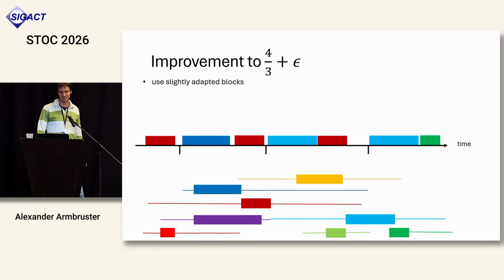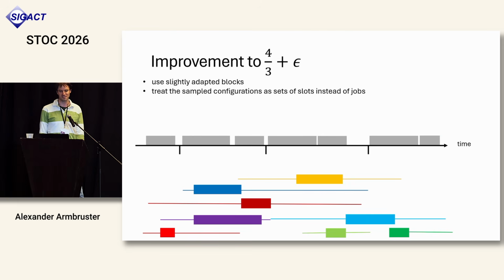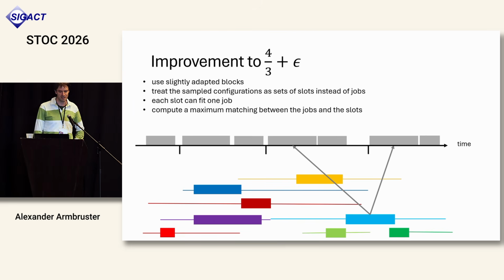So the idea is that instead of thinking about the sampled things as jobs, we think of them as just slots. We have 7 slots, and each slot can fit one job. Now the question is just which job do you put in which slot? And for that, you can compute a maximum matching. So for example, this blue job would go into these 2 slots. It can't go into the slots on the left because its time window doesn't go there, and it can't go into the other 2 slots because its processing time is too long.